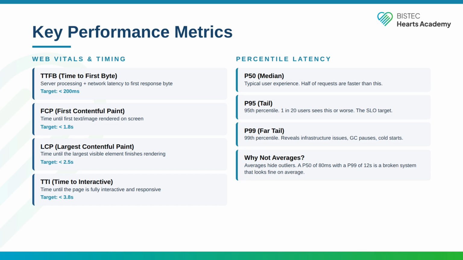And here's the critical insight. Why not averages? Because averages hide outliers. A P50 of 80 milliseconds with a P99 of 12 seconds is a system that looks fine on average, but is terrible for 1% of your users. And if each user makes 100 requests per session, every single user will hit that P99 at least once. Always track percentiles. Always alert on percentile violations.